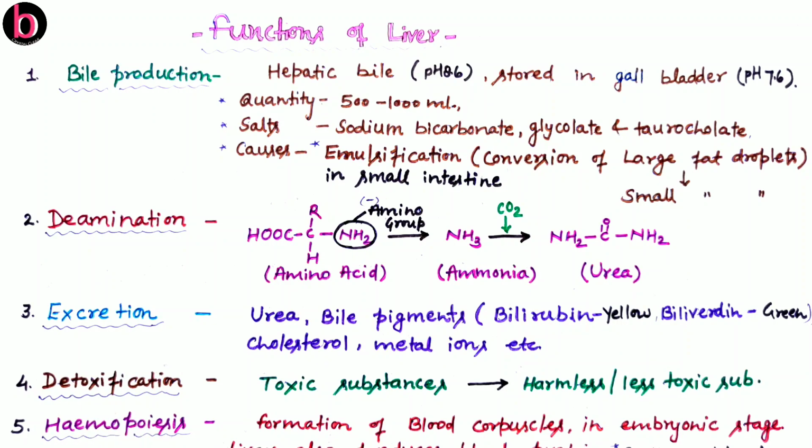The fourth one is detoxification. As we discussed with deamination, D is for removal and amination is about the amino group from amino acid. Same here, D is for removal and toxification is about toxic material. So the liver also converts most toxic substances into least toxic or harmless substances, and by this toxic material is removed from the body.